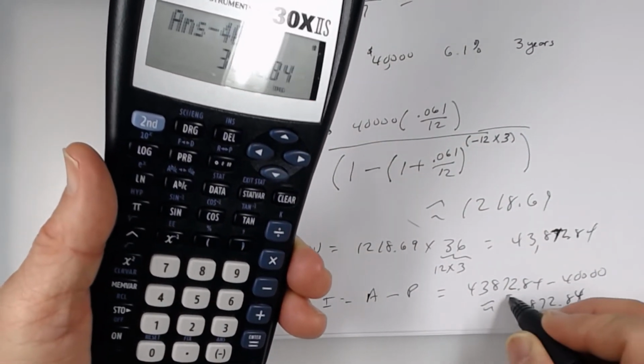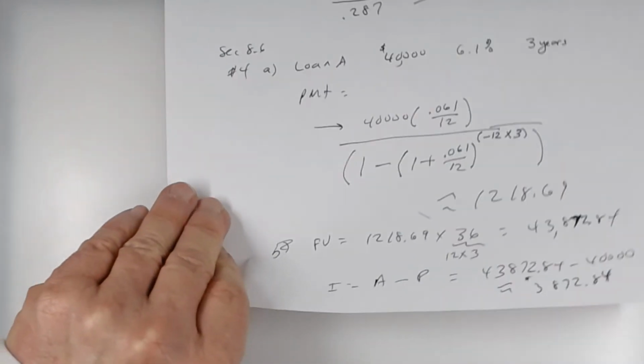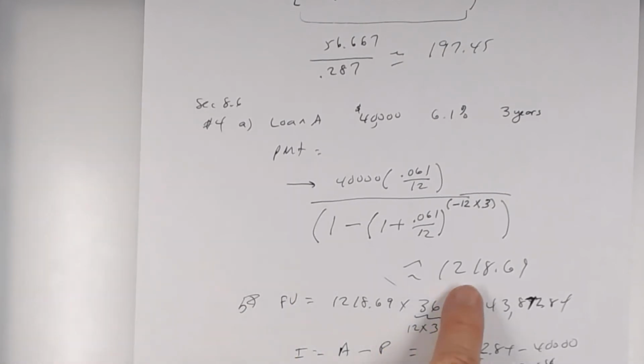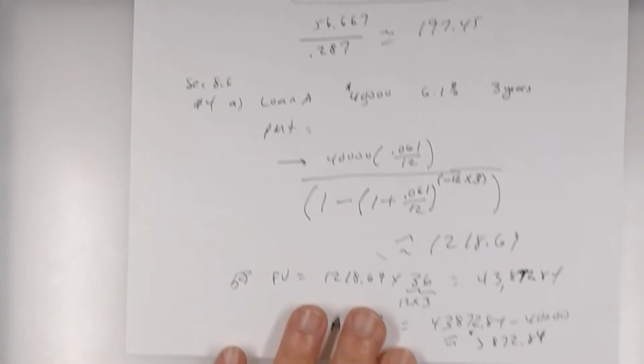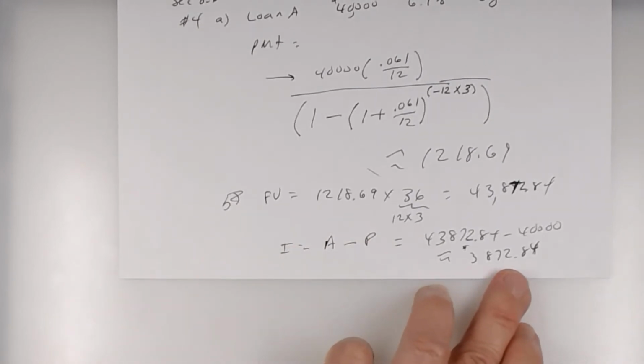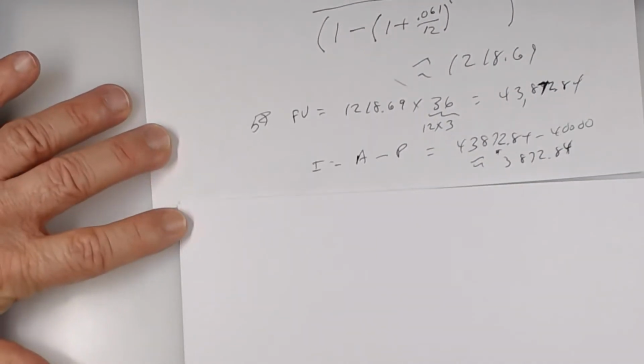$3,872.84. So that's your interest. Okay? All right, so now let's do B. So that was loan A. So loan A, your monthly payment is $1,218.69, and the total interest that you would end up paying back was $3,872.84.